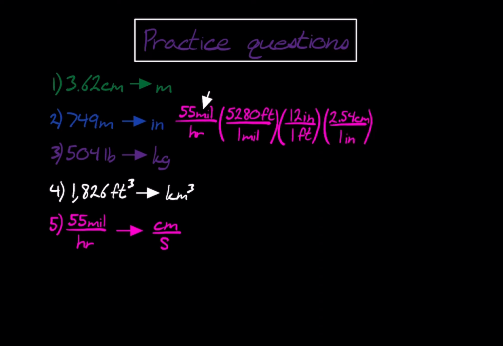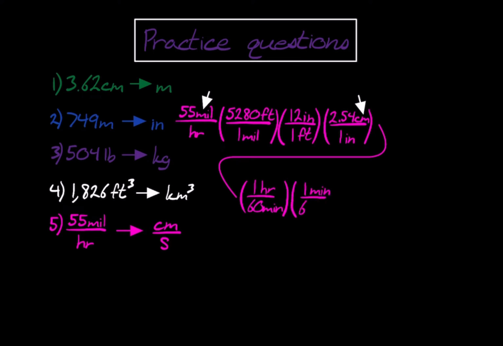This part takes care of the miles, which are now in centimeters, but we also need the hours to be in seconds. So we do open parentheses 1 hour over 60 minutes, close parentheses. This way the hours cancel out. Then open parentheses 1 minute over 60 seconds, close parentheses. This way the minutes cancel out. So now we also have seconds on bottom. Plug this into the calculator. 55 times 5,280 times 12 times 2.54 divided by 60 equals 2,458.72 centimeters per second. But with the correct number of sig figs, that would be 2,500 centimeters per second.